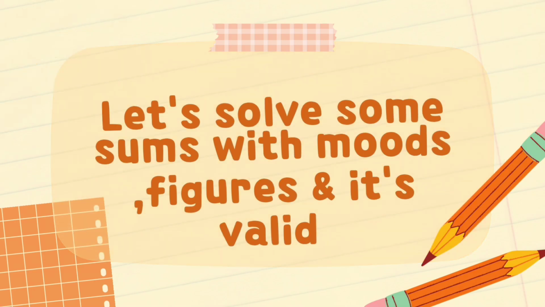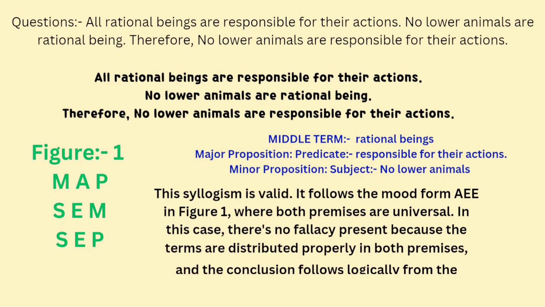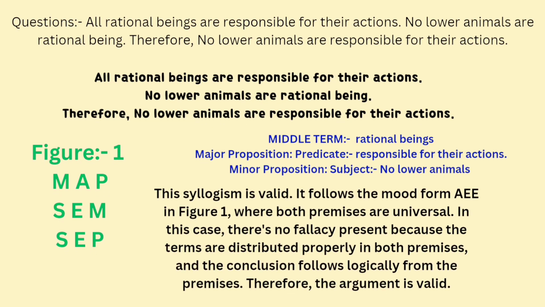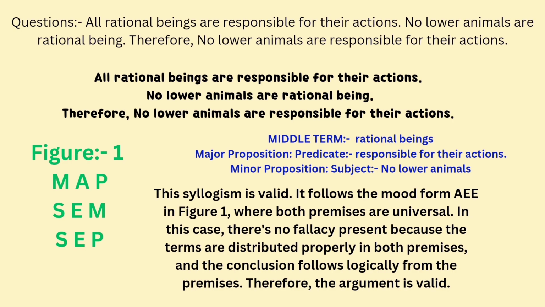First question. All rational beings are responsible for their actions. No lower animals are rational beings. Therefore, no lower animals are responsible for their actions.